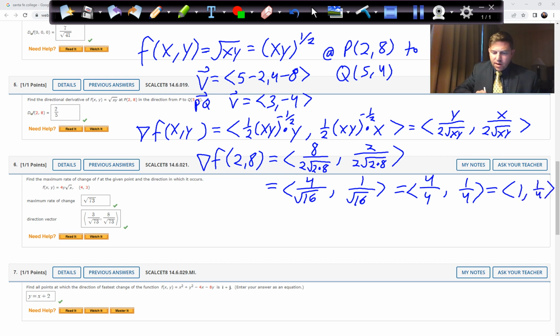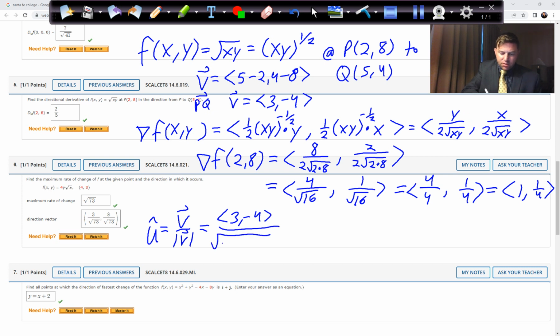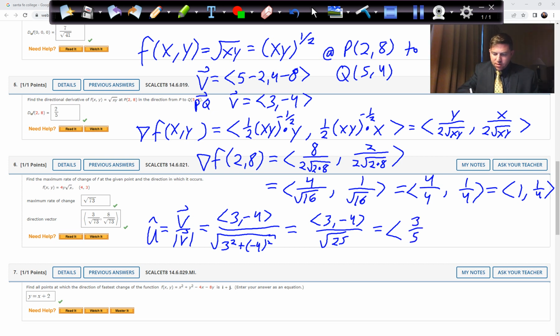Okay, that's the gradient. Now we're dotting it with the u vector. Well, we haven't found the u vector yet. The u vector is v over magnitude v. The v vector we found to be 3 comma negative 4. Therefore its magnitude would be the square root of 3 squared plus negative 4 squared, which is 9 plus 16, which is root 25, which is 5. So this is going to be 3/5 comma minus 4/5.